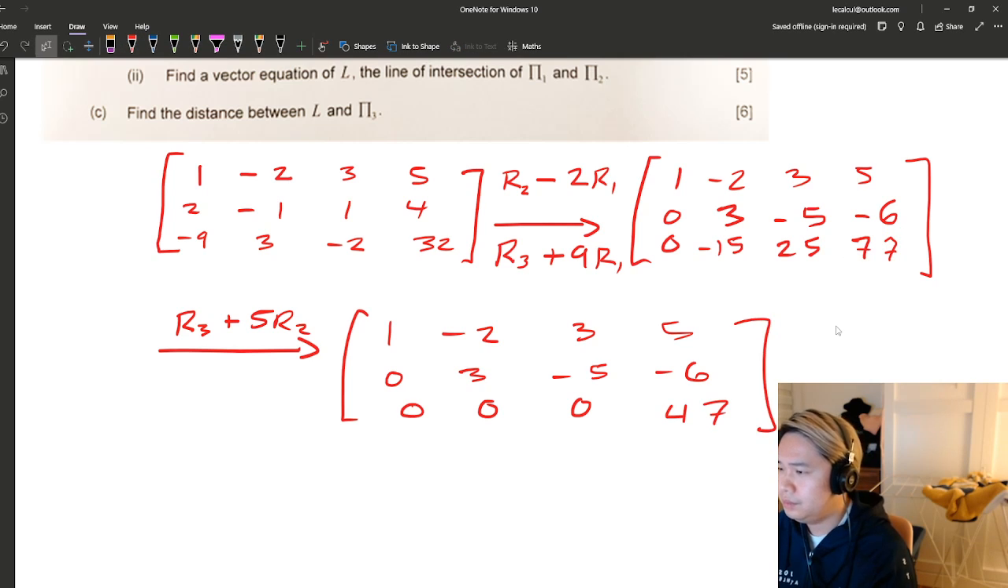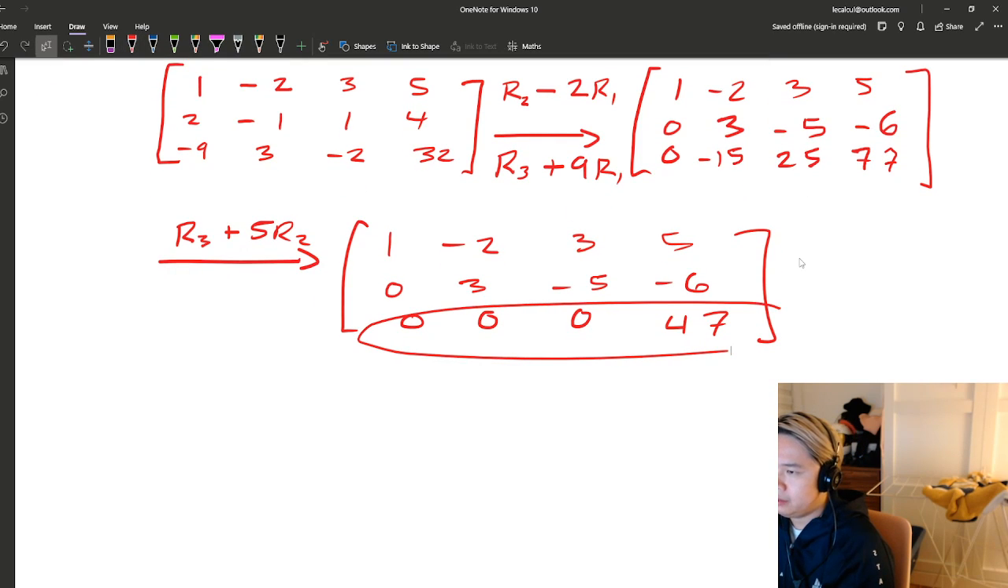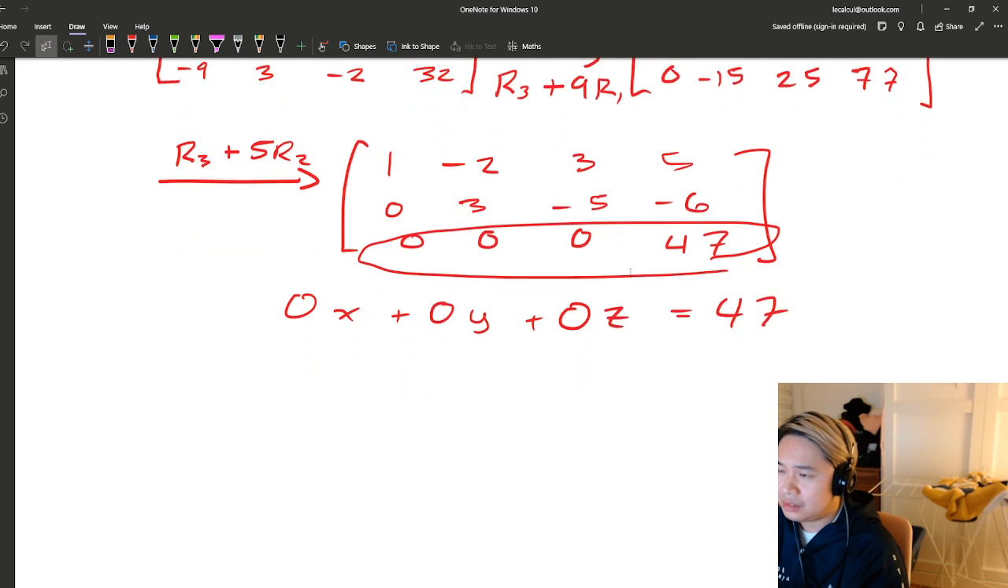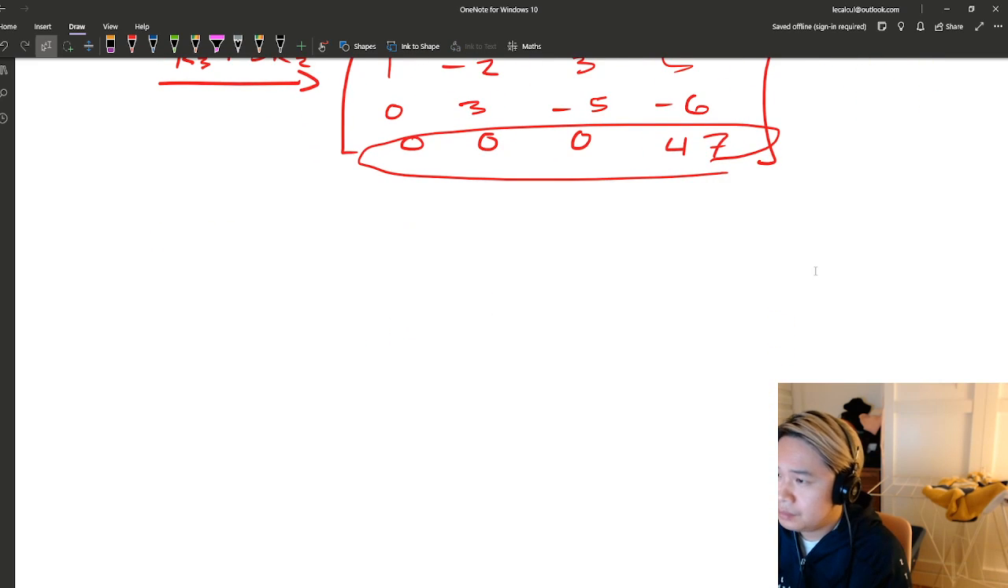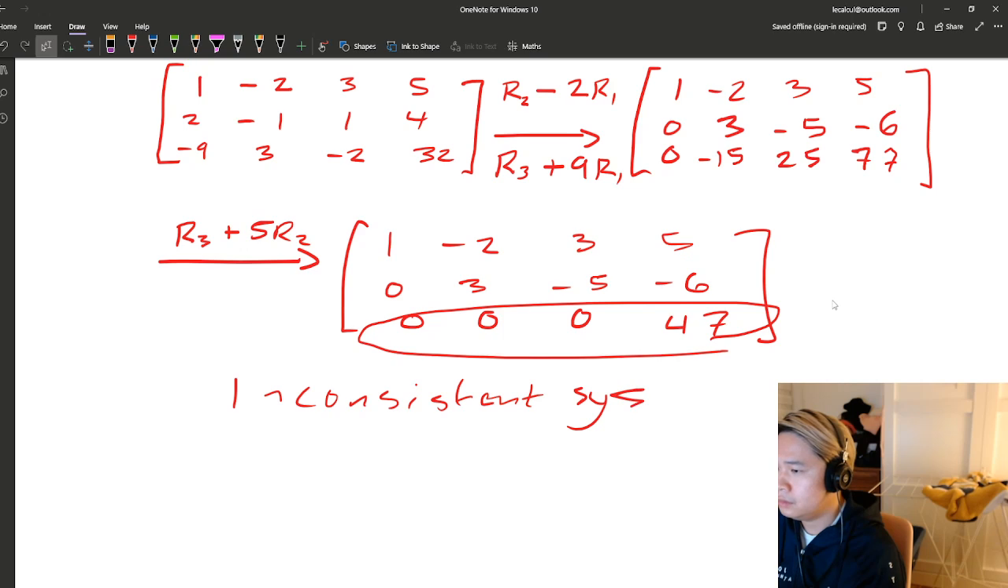Okay, so we have this row right here, which basically says that 0x plus 0y plus 0z needs to equal 47. You don't need to write this, but I'm just saying it. So this is an inconsistent system, which means that there's no solution, which means no intersection.